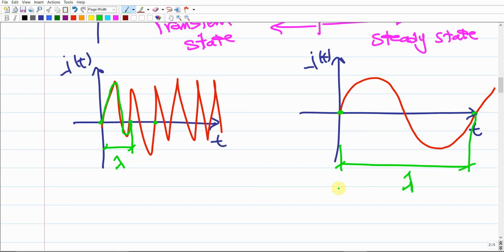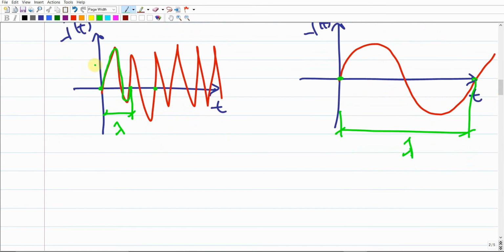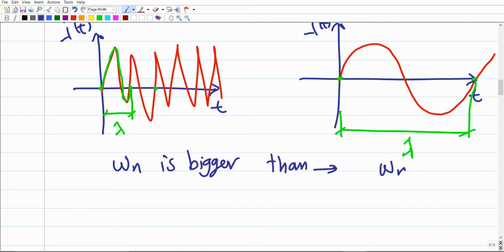So what does it mean? Which one of these two waves do you think is going to change faster than the other one? Which one is going to change over time very quickly? This one on the left. Why? This one has a natural frequency that is bigger than the natural frequency here. Then omega n here is smaller, or of lower value.